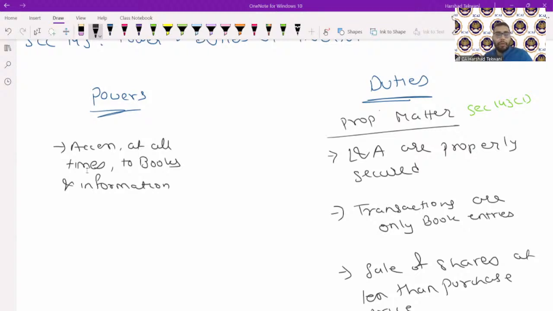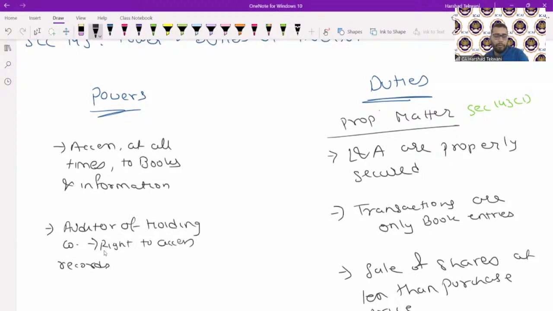Then, if he is the auditor of the holding company, he has a right to access the records of the subsidiary. Otherwise, how will he comment on these matters?